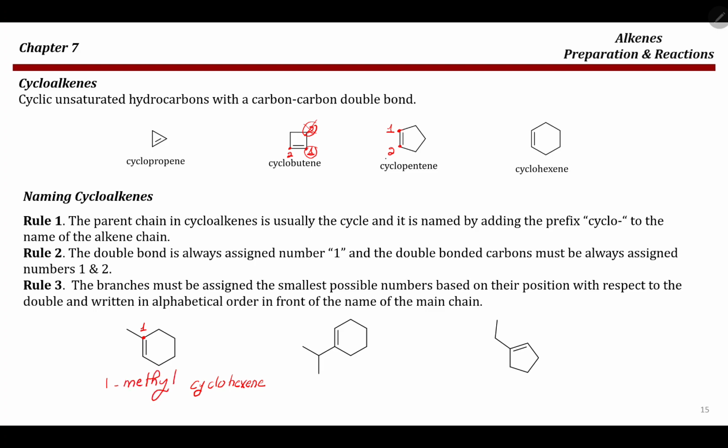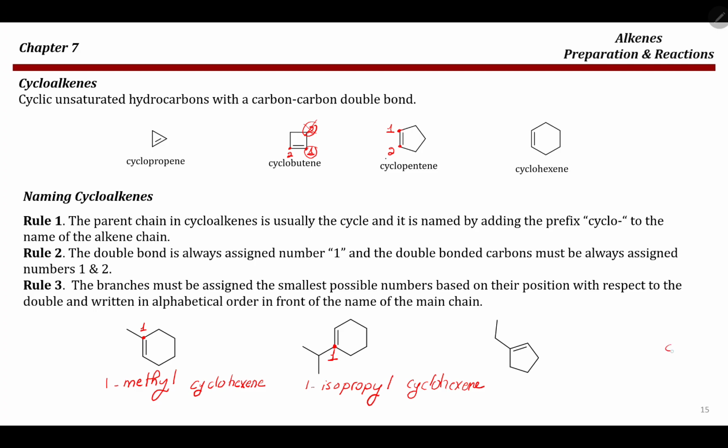cyclohexene. In this second example, again, the main chain is a cyclohexene. And now I have a branch at this position here. So in this case, this is going to be position 1. So this is 1-isopropyl cyclohexene.